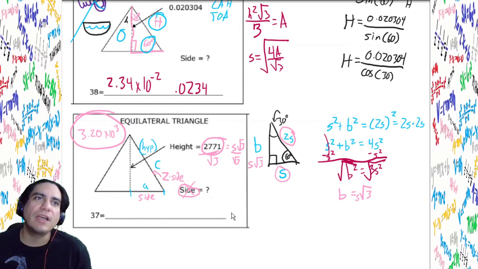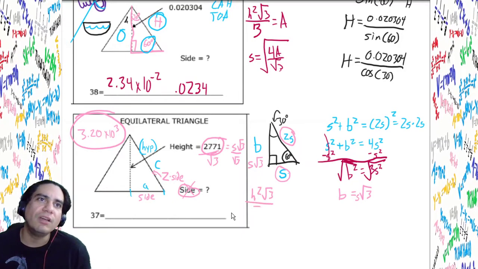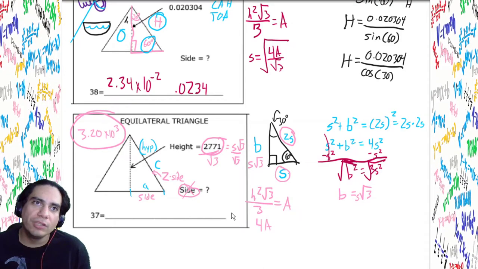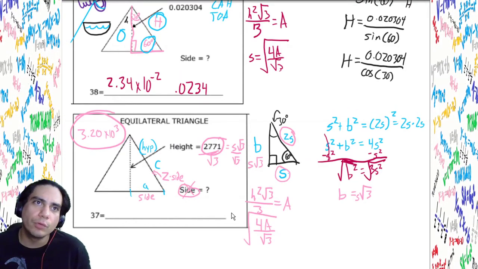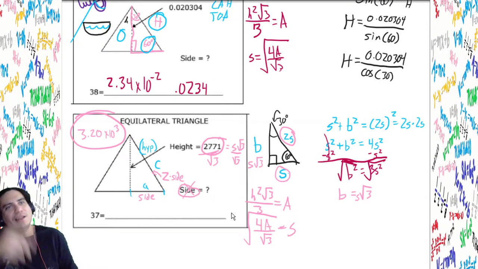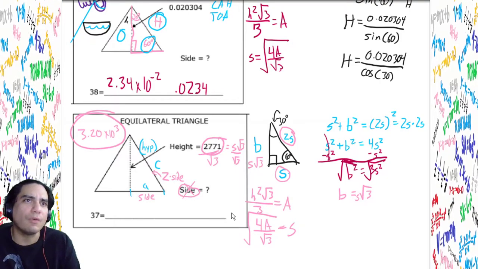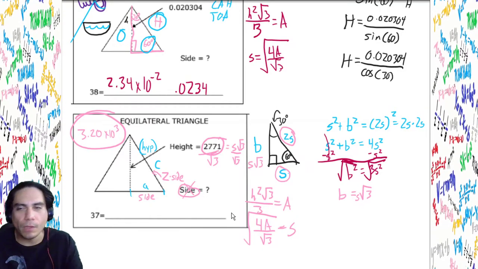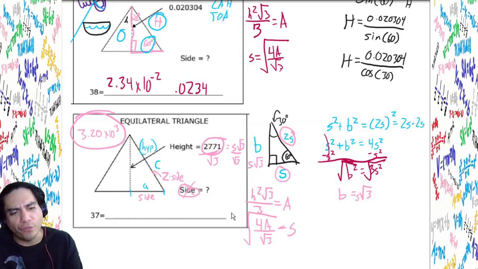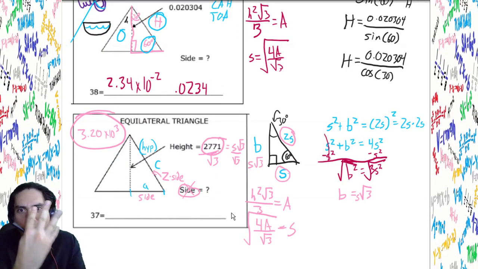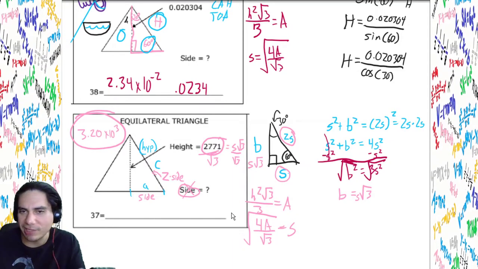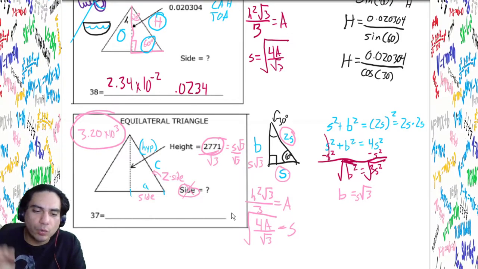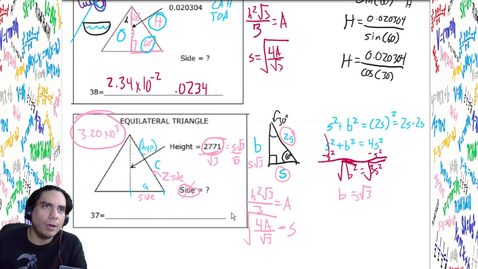What we could be doing is getting height squared times the square root of 3 divided by 3 to get that area. Then we multiply the area by 4 divided by the square root of 3 and square root that to give us the formula for that side. So let's go ahead and do it and see if this works. We got 2771, square root of 3, square root, multiply, 3, divide. So my area for this equilateral triangle is 4.24 times 10 to the 4. Now that we got that area, we multiply by 4, divide by the square root of 3, and then square root that answer. And I end up with, this doesn't look right.